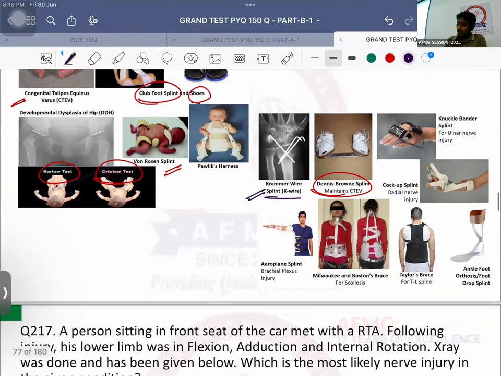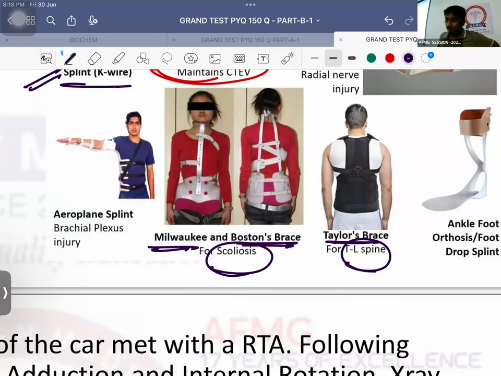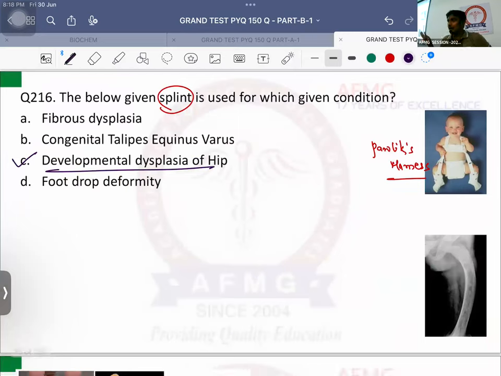The rest we have discussed. This was a previous year question. Milwaukee and Boston braces are used for scoliosis. Taylor's brace is used for thoracolumbar spine injury. Please remember this. Aeroplane splint is used for brachial plexus injury. Subject-wise, if you have not done it, then at least ortho, patho, derma, the subjects in which image-based questions come, do those.